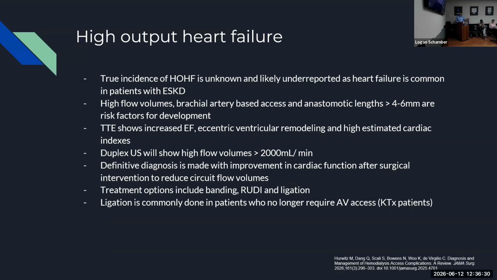Now, definitive diagnosis is really only made if we're able to demonstrate improvement in cardiac function after surgical interventions have been done to reduce circuit flow volumes. And then ligation is commonly done in patients who no longer require AV access, like our kidney transplant patients.